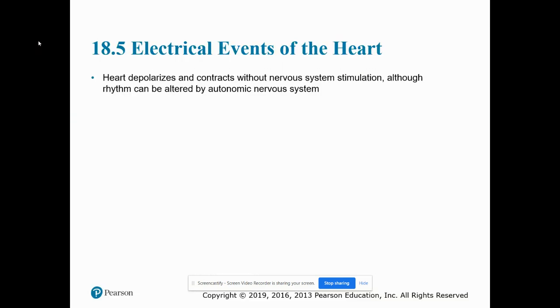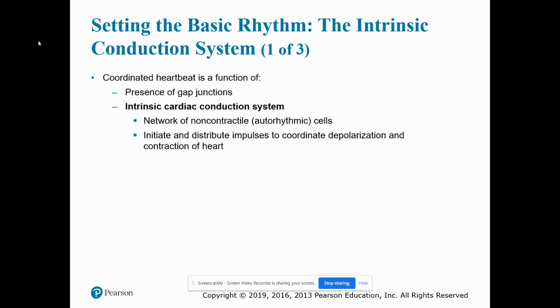So we're still in chapter 18, and this talk is on electrical events of the heart. The heart depolarizes and contracts without nervous system stimulation. However, the rhythm can be altered by the autonomic nervous system. Now we're going to talk about setting the basic rhythm.